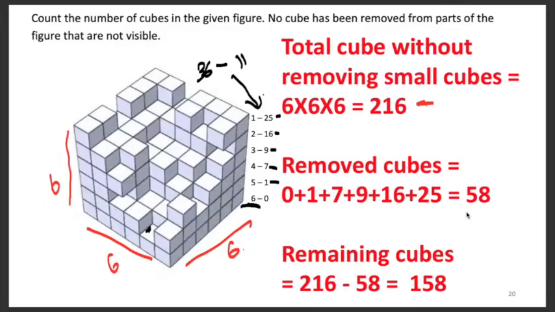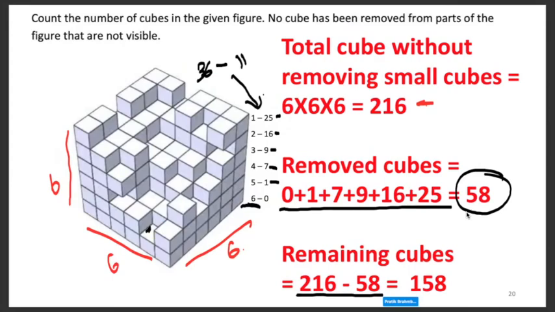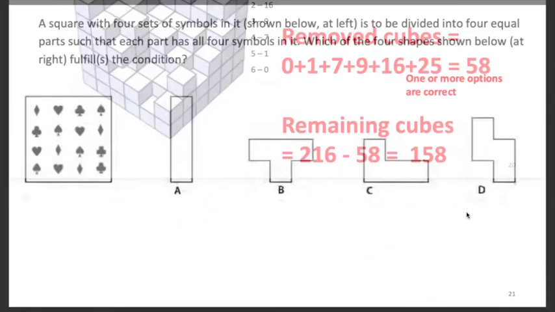So total number of cubes that are removed will be 0 plus 1 plus 7 plus 9 plus 16 plus 25, which makes a total of 58 cubes removed. The remaining cubes that are there are 216 minus the removed cubes 58, which makes a total of 158 cubes remaining in this figure. In this kind of figure, it is more important to follow how many cubes are removed because that is less. It makes our task easier. That's why. Okay. We'll move to the next one.